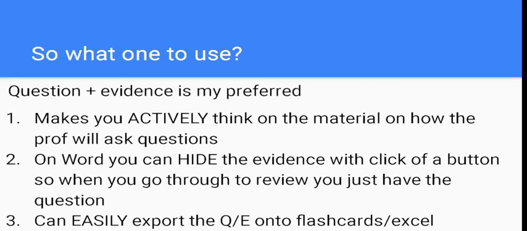Any questions, Mitchell? No, no, just ready to learn the Excel method. Yeah, that is the Excel method. You make four columns: chapter, question, answer, and then the rating.